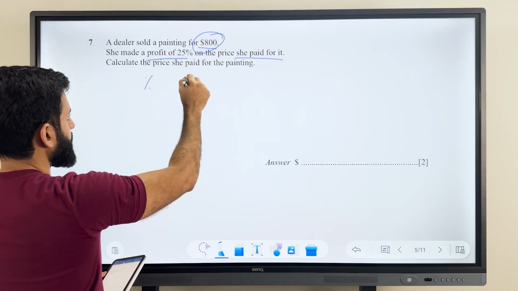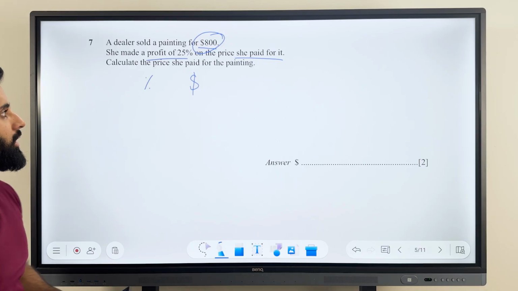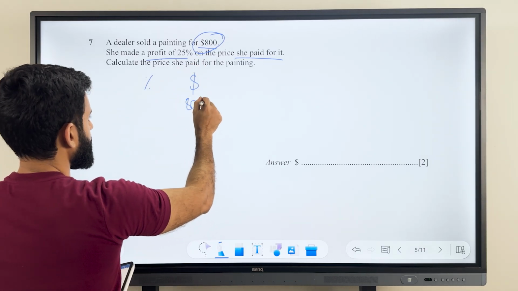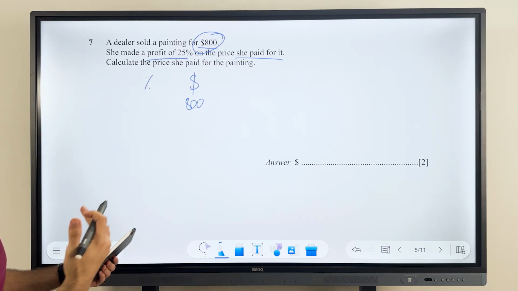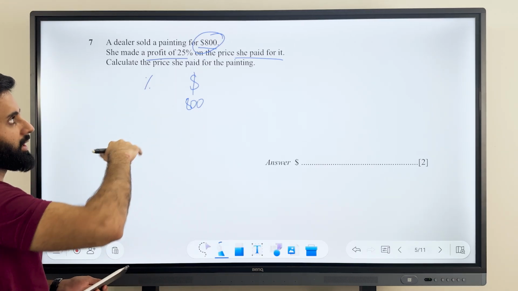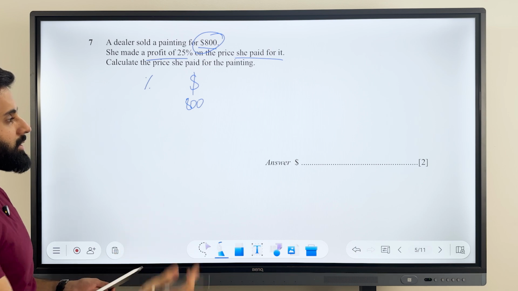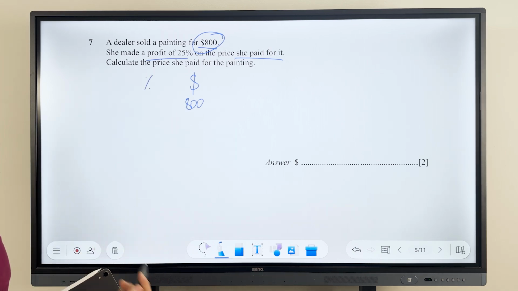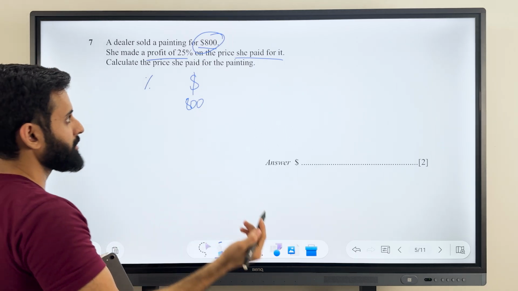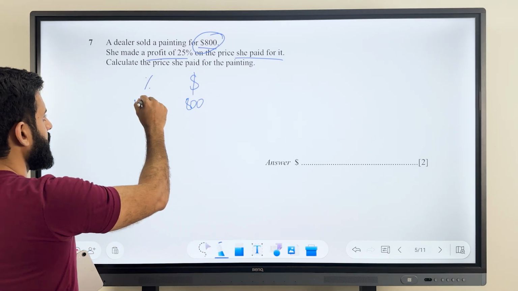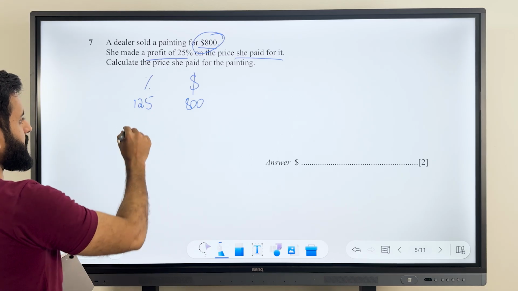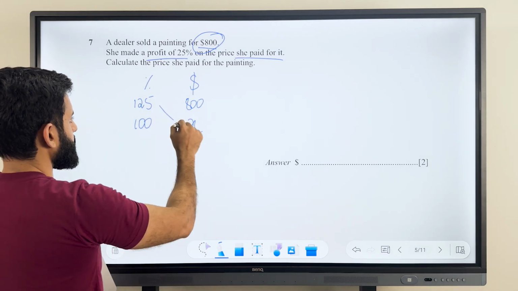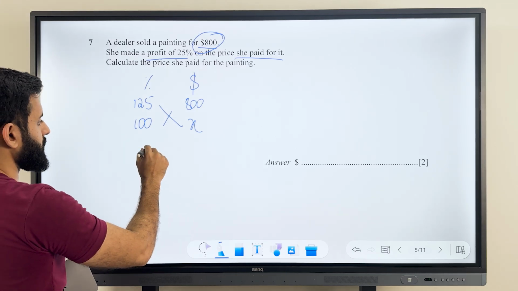So once again, there's a very standard way of solving questions like these. So the $800 value that you're given, what is the percentage corresponding to it? Is it 100? Is it 125? Is it 75? Is it 25? Let's see. Now, since this is an increase of 25% on the price that she paid for it, that means this is 125% of the cost price. Now, cost price, remember, is always 100%, which is equal to x. Now, all we have to do is cross multiply.